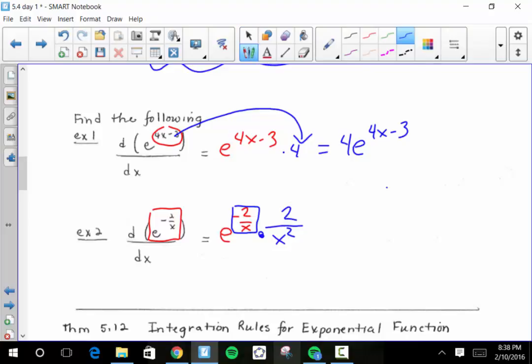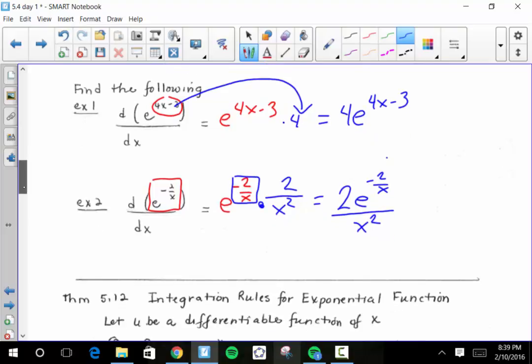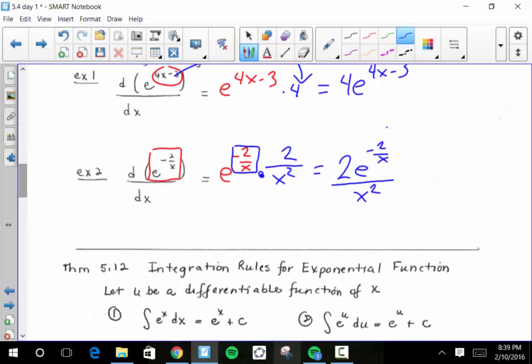Okay, so when all things are simplified, what I have is 2e to the negative 2 over x, all over x squared. There's your derivative right there for that one. How does that look? And then just make sure. Yeah, I think that's good. So this is how you take derivatives of these functions, okay? Remember, just rewrite the function as is, and then take the derivative of the top and multiply it by it. That's really what's going on here.